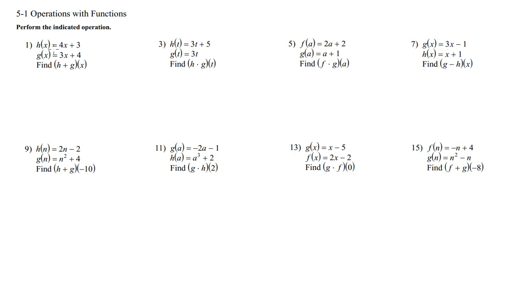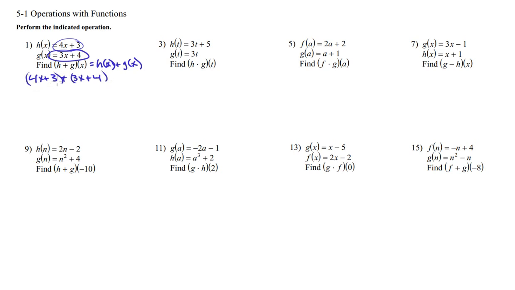All right, first one, number one. We've got h of x and g of x here, and it says find h plus g of x. So if you remember from our notes, h plus g of x is h of x plus g of x. So basically, we're just going to add this to this. So h of x is 4x plus 3, and then we're going to add 3x plus 4.